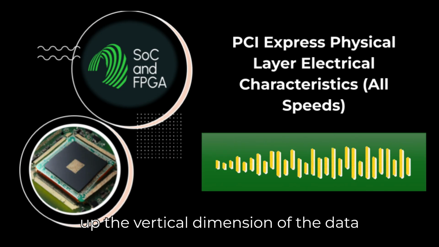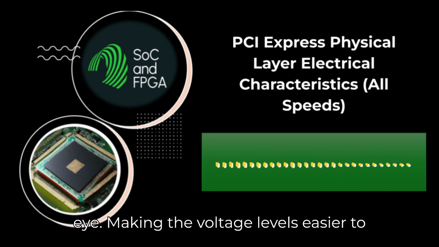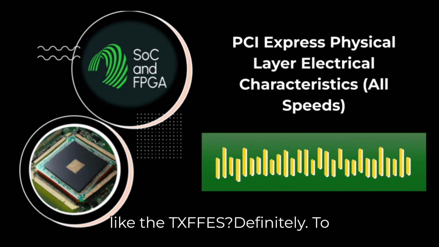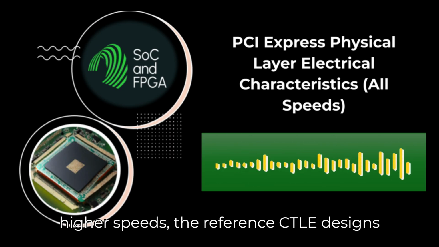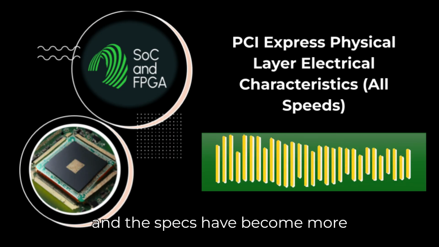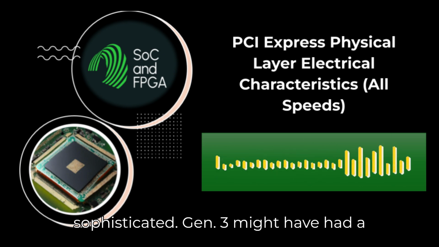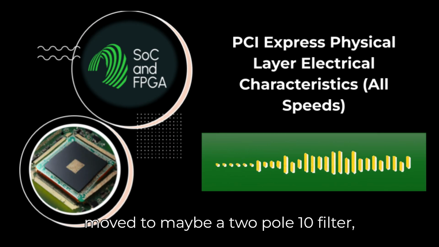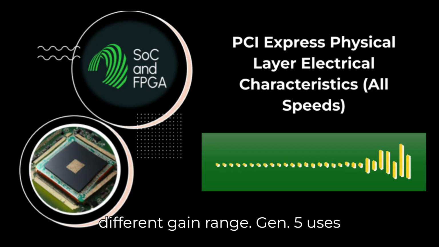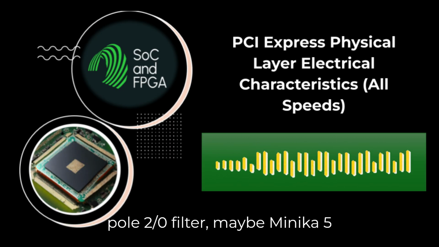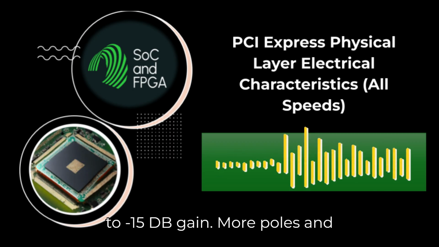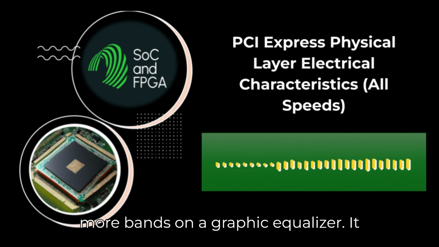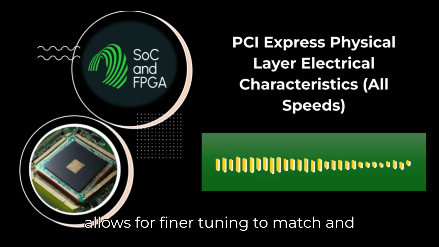The main goal is to open up the vertical dimension of the data eye, making the voltage levels easier to distinguish again. And have these CTLE filters gotten more complex over time, like the TX FFEs? Definitely. To handle the increasing channel loss at higher speeds, the reference CTLE designs and the specs have become more sophisticated. Gen 3 might have had a simple first-order filter, maybe a 6 to 9 to 12 dB gain range. Gen 4 moved to maybe a 2-pole, 1-0 filter, different gain range. Gen 5 uses something even more complex, like a 4-pole 2-0 filter, maybe -5 to -15 dB gain. More poles and zeros means more control over the frequency shaping. Precisely. Like having more bands on a graphic equalizer, it allows for finer tuning to match and compensate for more complex channel characteristics.